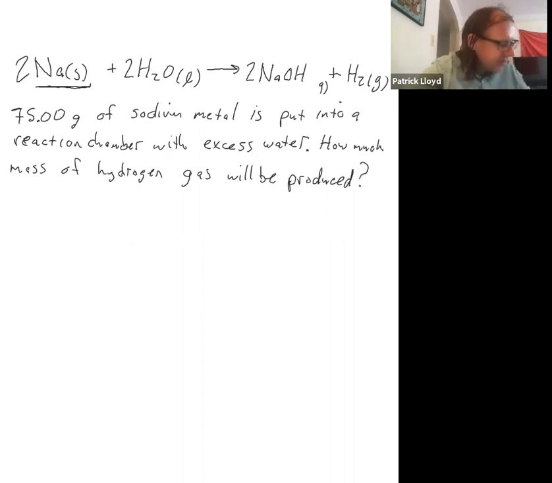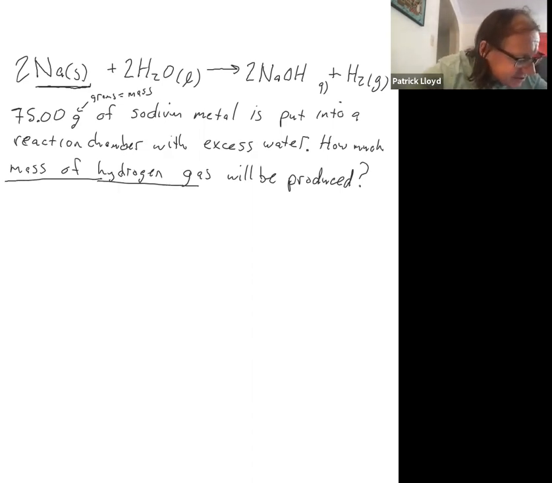Okay. So in this particular problem, we're not given the number of moles of sodium like we were in the previous examples. We're given the number of grams. This is a mass, right? Remember, grams is mass. So essentially, how much does this stuff weigh? We're given 75 grams of sodium metal, and then we're asked, what's the mass of hydrogen gas that is going to be produced? So even though the terminology is a little bit different, it's essentially the same idea.